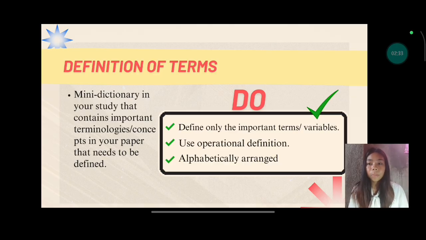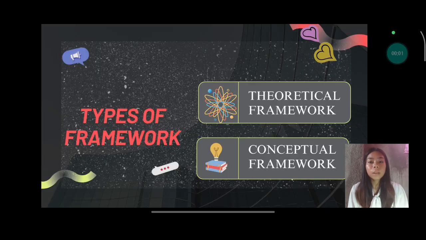And next is alphabetically arranged. This is the most important because this is a mini dictionary. It should be alphabetically arranged. So in this part, we will discuss two things, which are the theoretical framework and the conceptual framework.